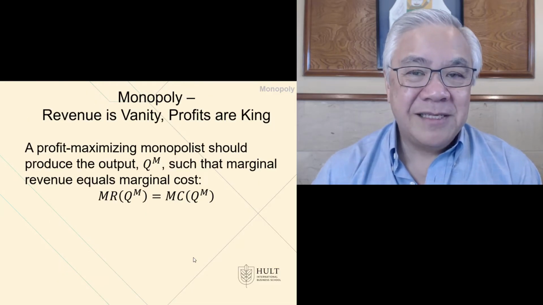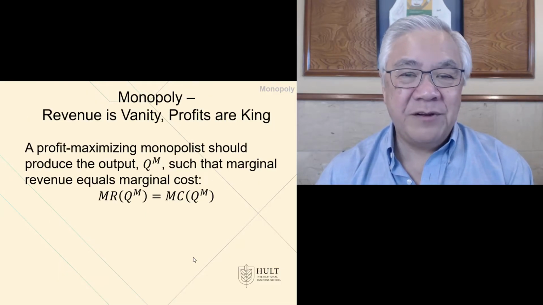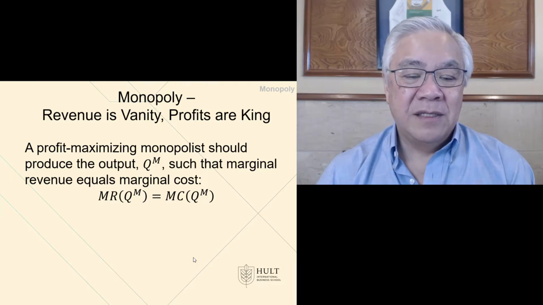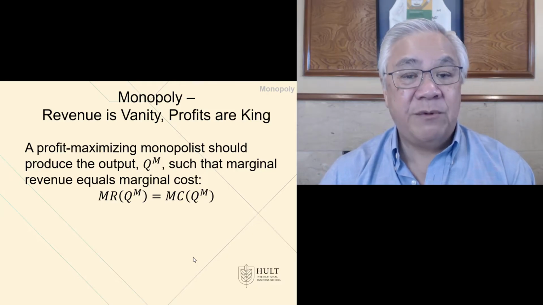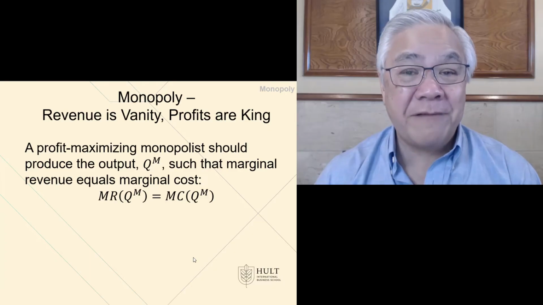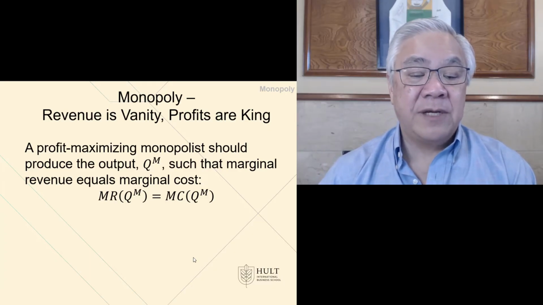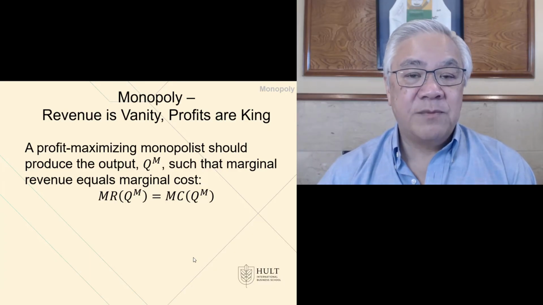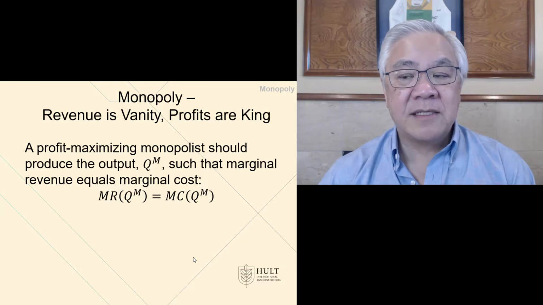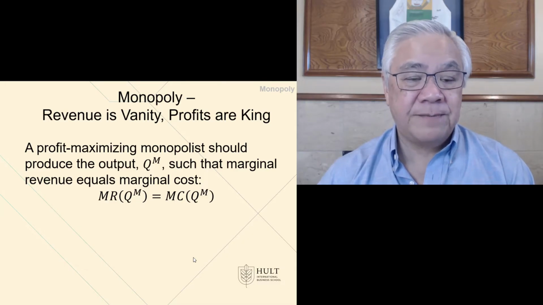Now, in monopolies, like other businesses, revenue is vanity and profits are king. So we want to not just say, what's our maximum revenue? We want to say, where's our maximum profit if we're a monopolist? So again, the guiding principle is marginal revenue equals marginal cost. So let's apply that with graphs first.